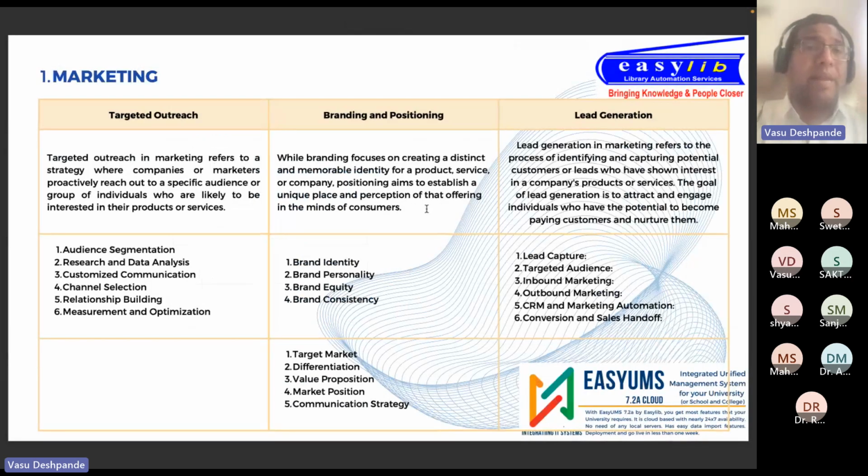Now comes the branding and positioning. How can Easylib help in this area? For that, this is more of an activity where a lot of design is involved. So we will be happy to work with you to train you on things like Canva, MailChimp, and other places where you can work on the branding and positioning and the lead generation activities.